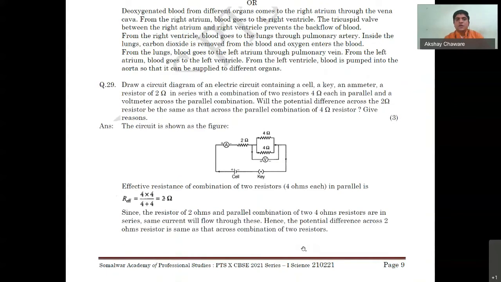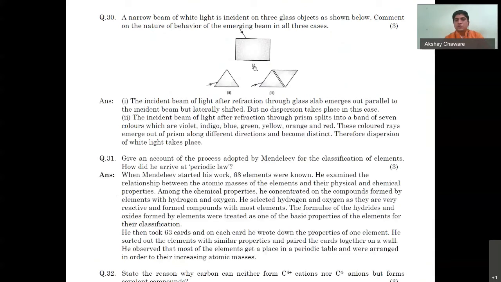Okay. Now in question number 30, here you have to mention 3 points, each for one figure. This is a glass slab, this is a glass prism, and this is a double prism. Okay, so refraction, dispersion, and again the emergent light as a white light. These points are required in your explanation.